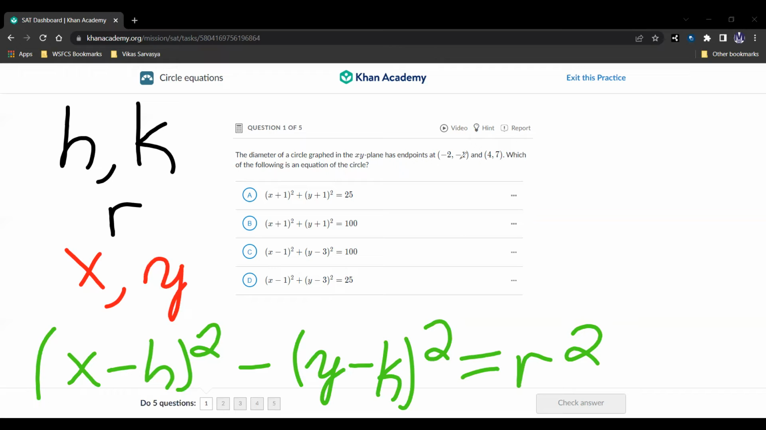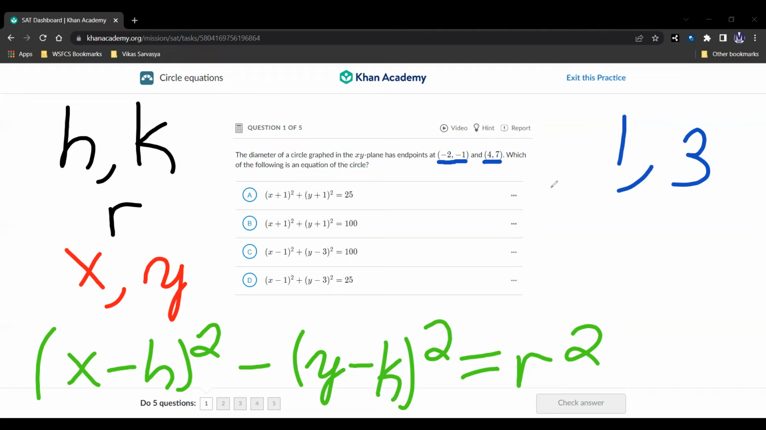So the center, we have endpoints that make a diameter. So we use these to find the center. We just find the midpoint. The midpoint of (-2, -1) and (4, 7) is going to be (1, 3). So it's going to be (x minus 1) squared plus (y minus 3) squared. So that's going to be either C or D.